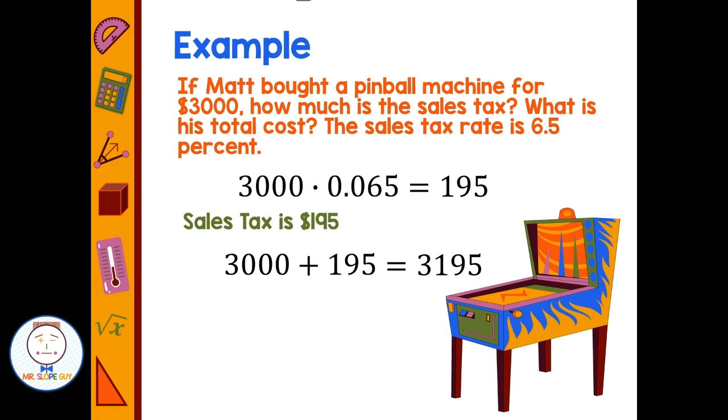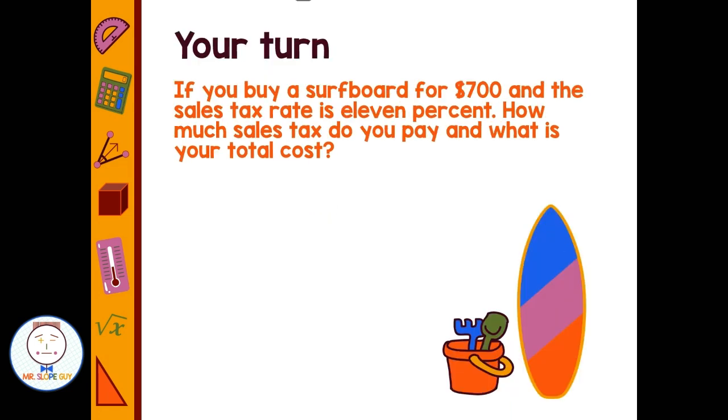All right, let's look at a new example. Here's one for you to try. If you bought a surfboard for $700 and the sales tax rate is 11%, how much sales tax do you pay, and what is your total cost? Go ahead and pause the video here, see if you can figure out the sales tax and total cost, and come back and see how you did.